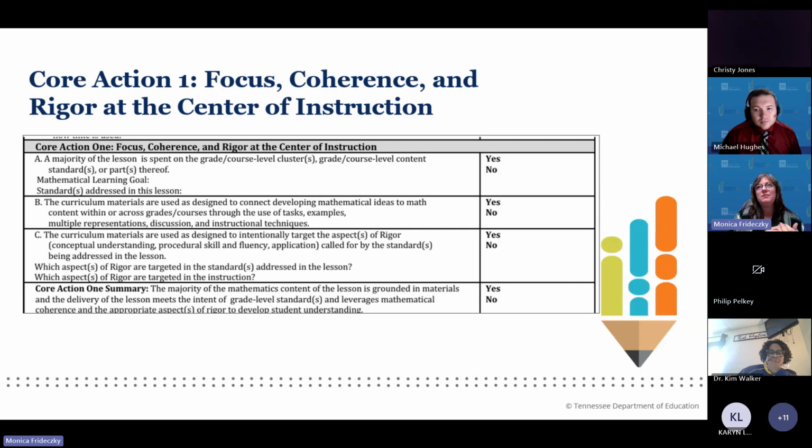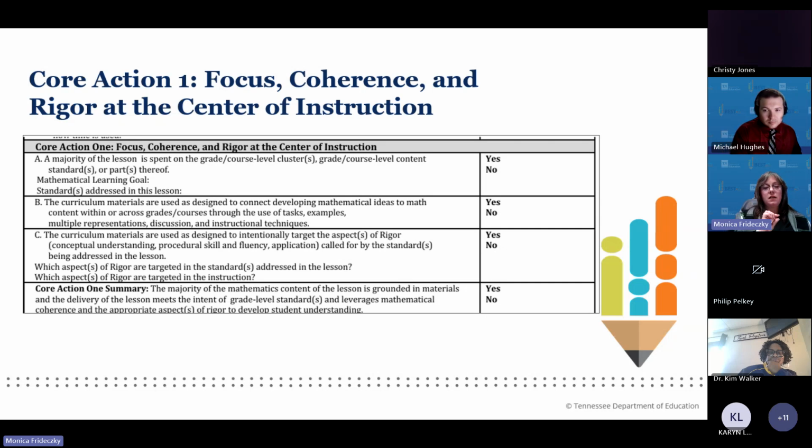And one of the great tools that we have, and we're going to look at those a little closer soon, the great tools that we have in mathematics are the instructional focus documents. Actually, that's the next slide we're going to look at, so I won't go over that just yet. So part A is focus.